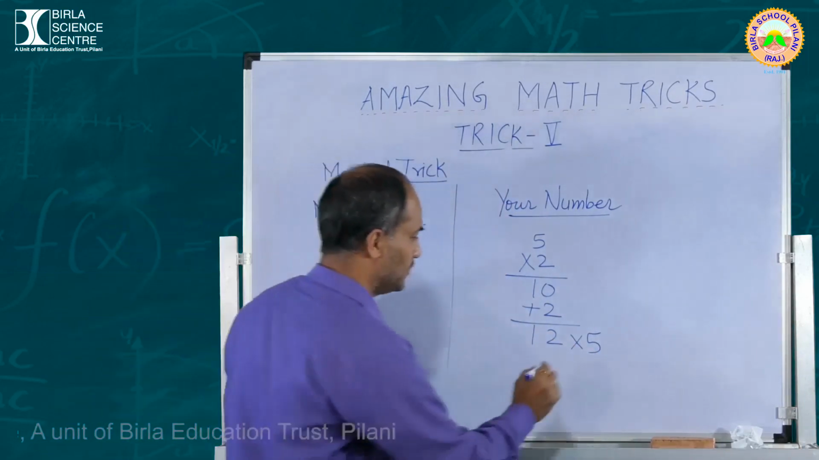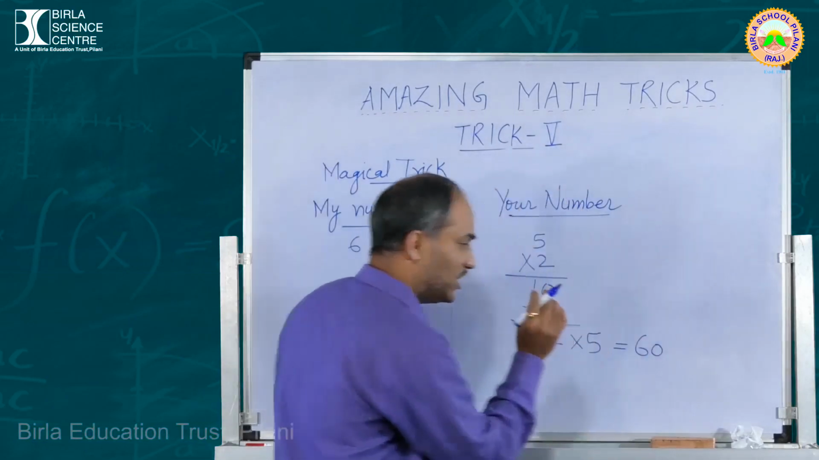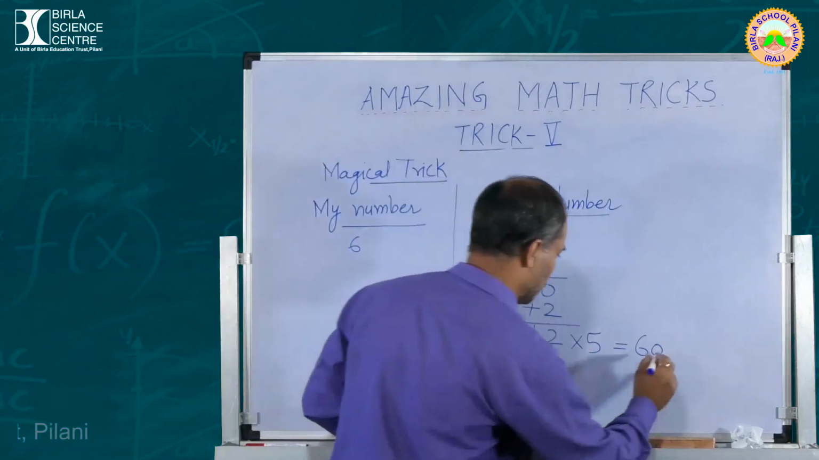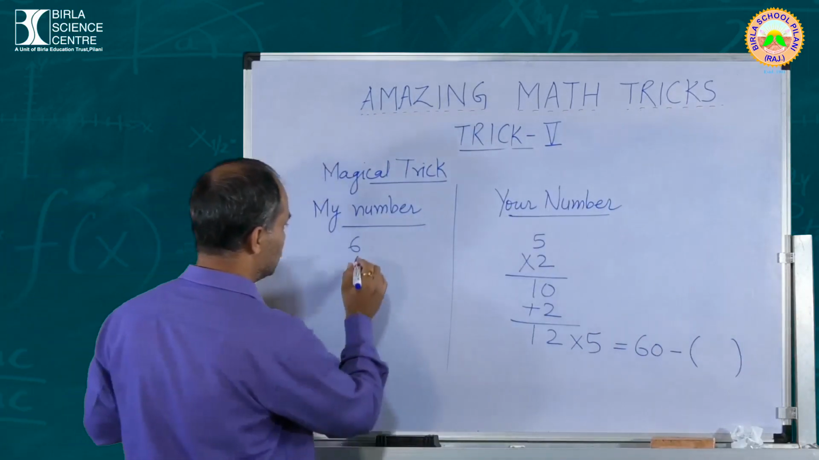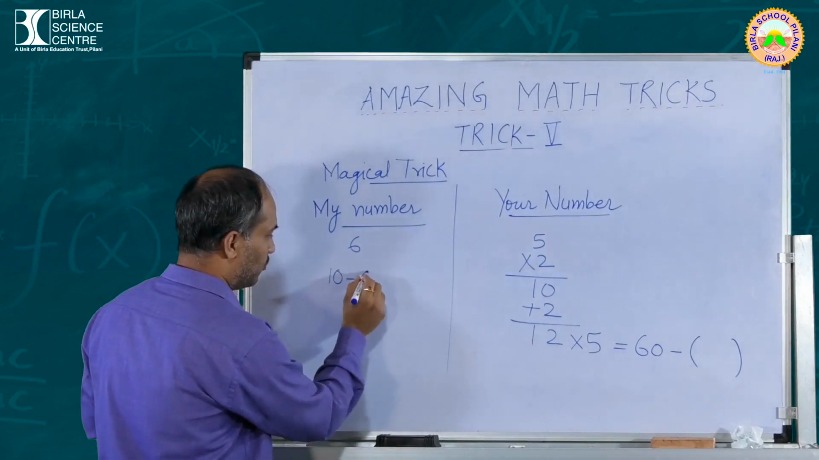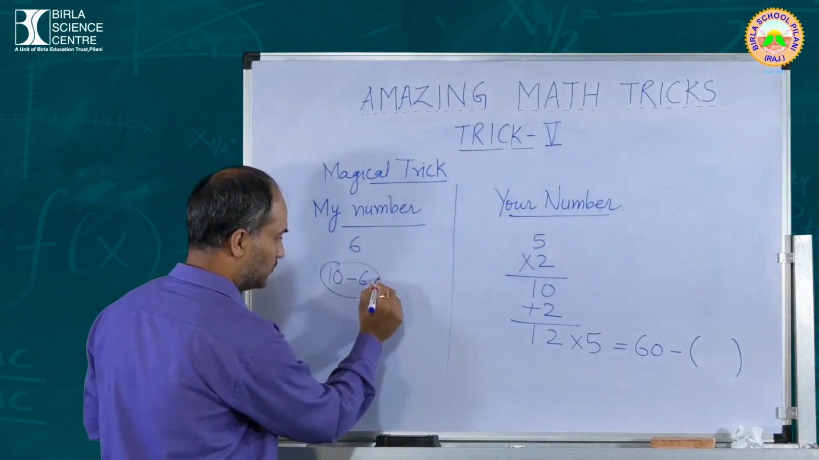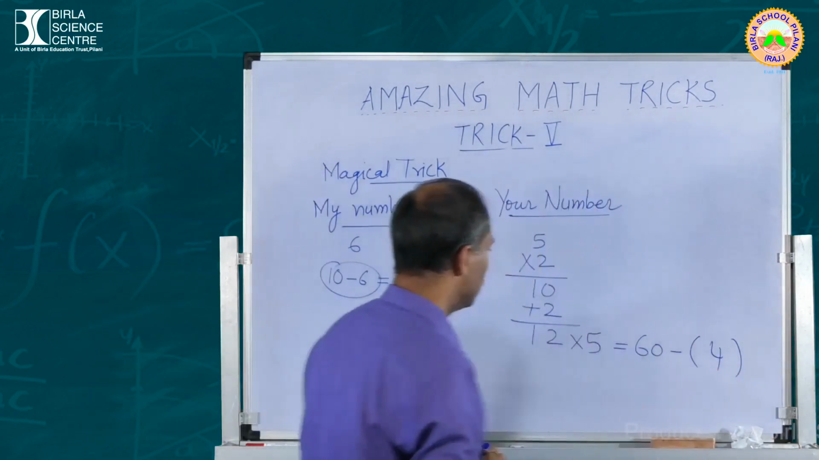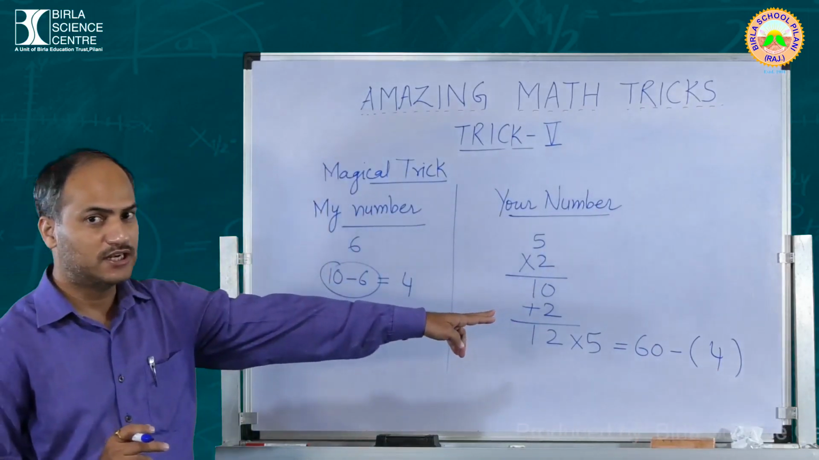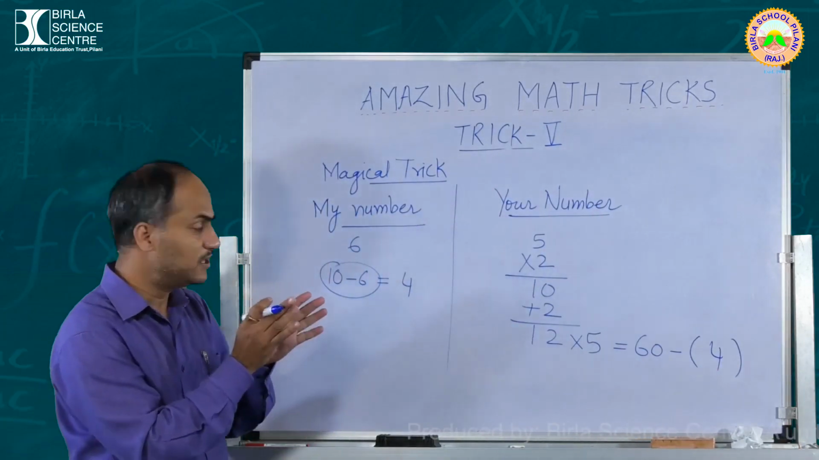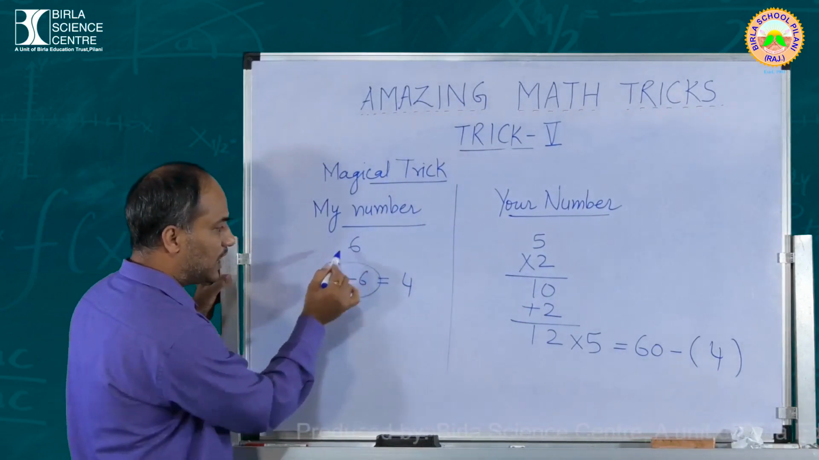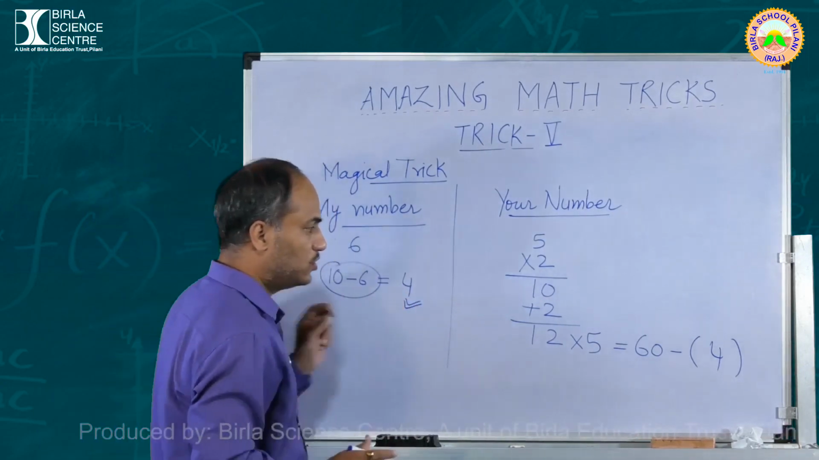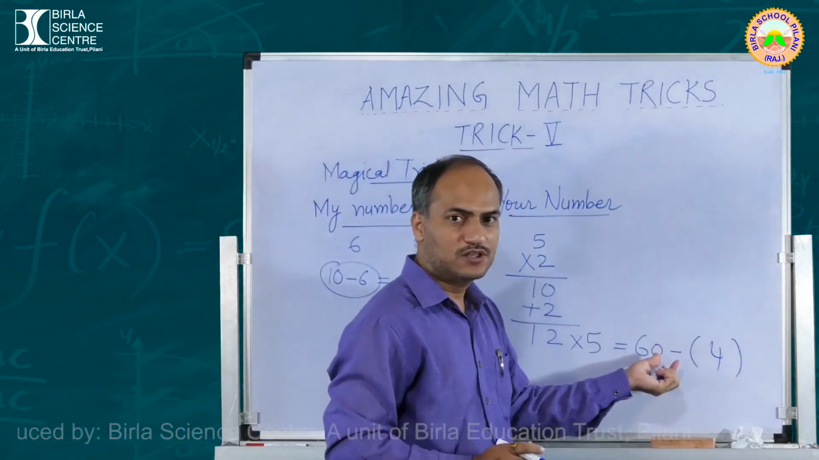12 5s are 60. Okay, then from this number we have to subtract something. And what is that something? We have to subtract my number from 10. What does this give us? 4. So from this we subtract 4. So once again I explain what we did. My given number I have subtracted from 10. Now we have got 4. This number 4 we are subtracting from this output.